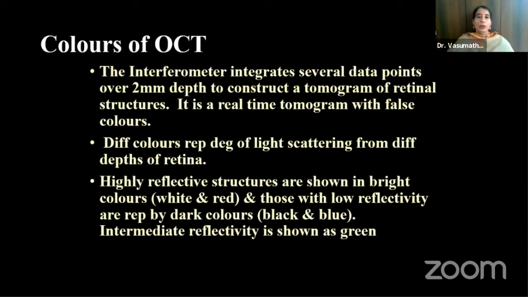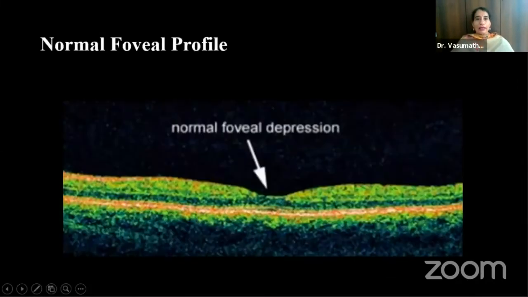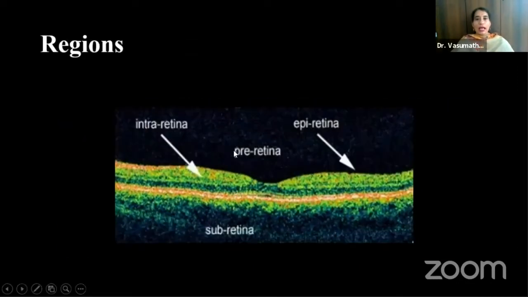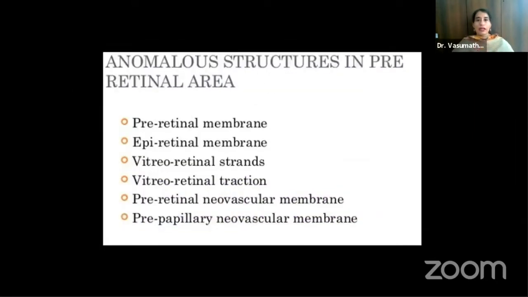This is almost similar to a corneal topography, as you can see. These are high reflective, and this is low reflective, and the green is middle reflective. In a normal foveal profile, we are expected to see a good foveal depression. And this is a preretinal area, this is the epiretinal area, intraretinal and subretinal areas. And the preretinal profile also is important in diabetic macular edema. We should look for tiny dots which can signify vitreous hemorrhage, or an epiretinal membrane, or a preretinal membrane, or a vitreomacular traction. All these things we should look out for in the preretinal area.